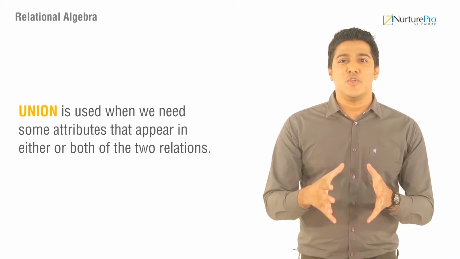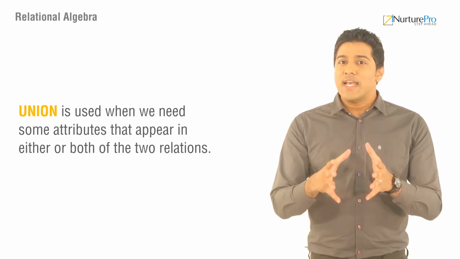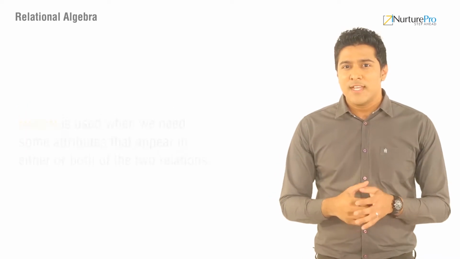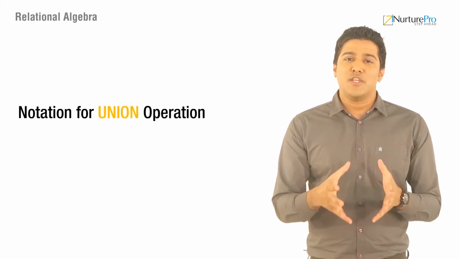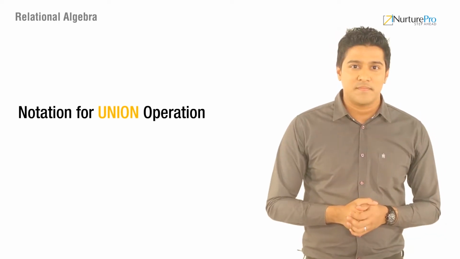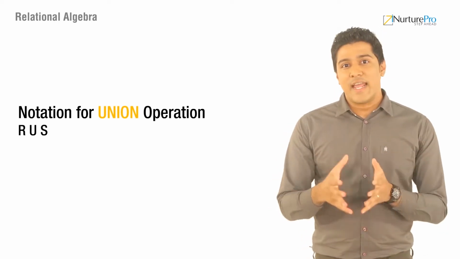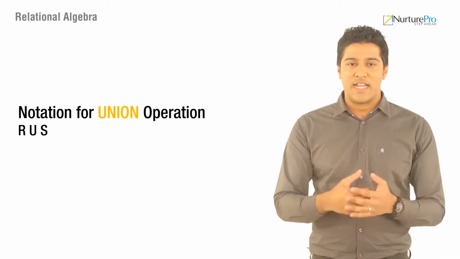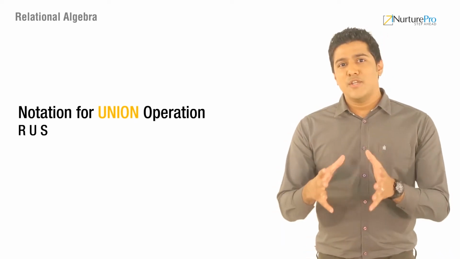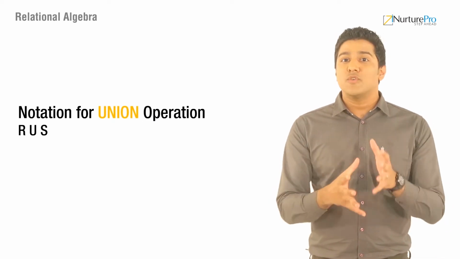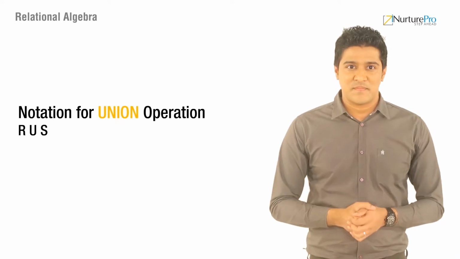A union is used when we need some attributes that appear in either or both of the two relations. The notation used to represent a union statement in relational algebra is shown on screen. R and S are either database relations or a relation result set. R union S gives a set of all the tuples that belong to either R or S.